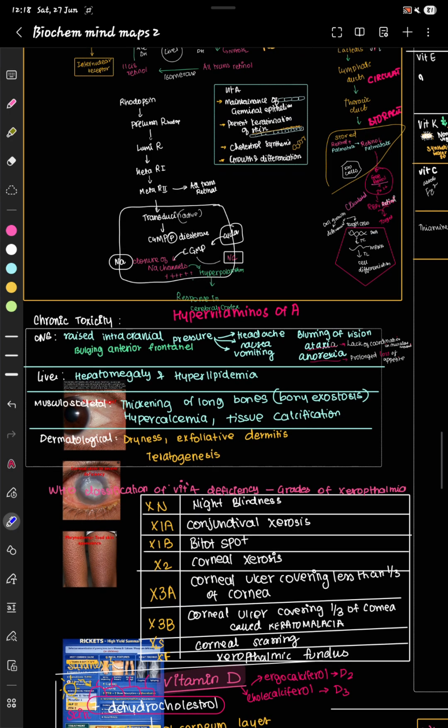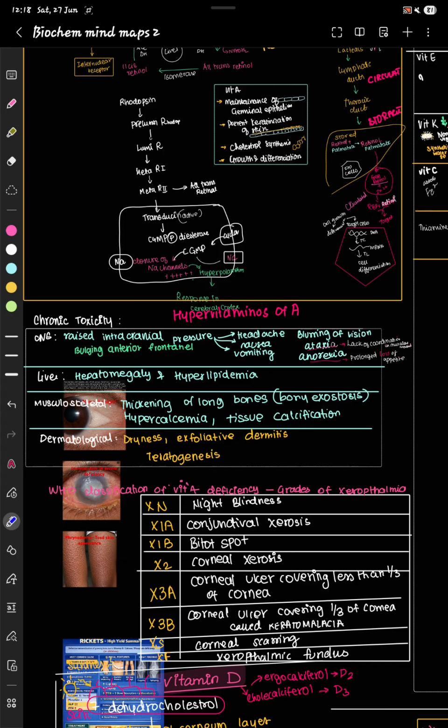Now, what happens if vitamin A is taken in excess? That leads us to hypervitaminosis of vitamin A. Hypervitaminosis, the name itself says, hyper means large amounts of vitamin A are taken. Now this is going to cause us toxicity. Toxicity in what? Toxicity in the CNS, toxicity in the liver, toxicity in muscles, and dermatological toxicity.